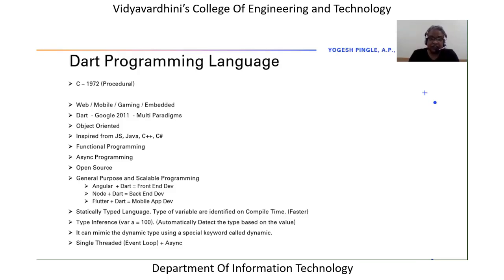It's a very interesting part. It is single threaded. Now this single threaded model is also called an event loop. Obviously, it is async programming. Async programming is very important. I will tell you in detail.